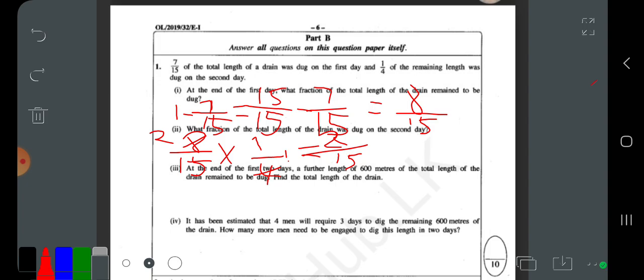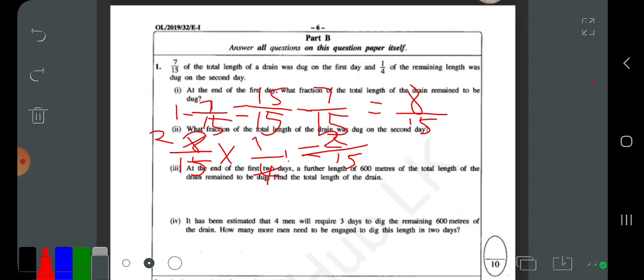Right. So the first day they dug 7/15, and the second day they dug 2/15. So totally they dug 9/15. Okay, are you all clear about that? Right. We'll get into the third question.